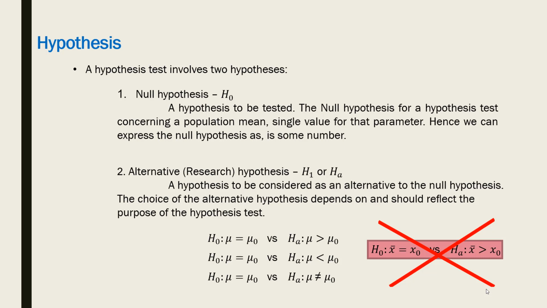We can calculate x bar, right? Because we have a sample, so we can calculate x bar. So why do we check again? Because we know already x bar equals, as an example, 10. It is coming from the sample, so we know x bar is 10. We don't have to calculate. Therefore, we never use a statistic for the null and alternative hypothesis.